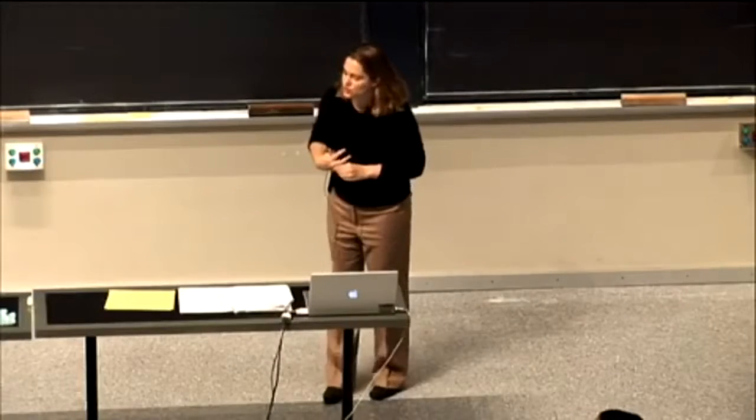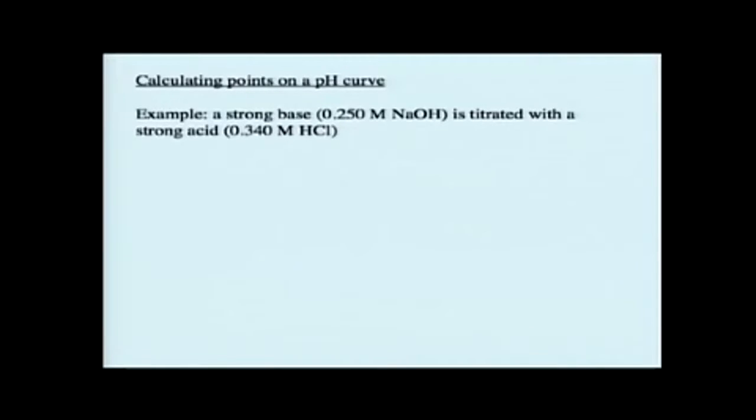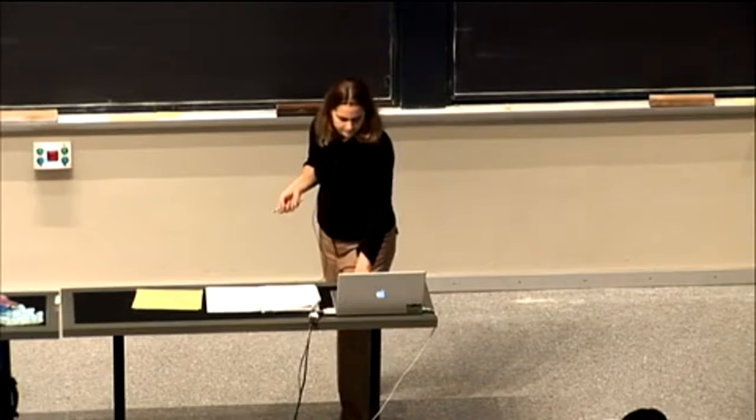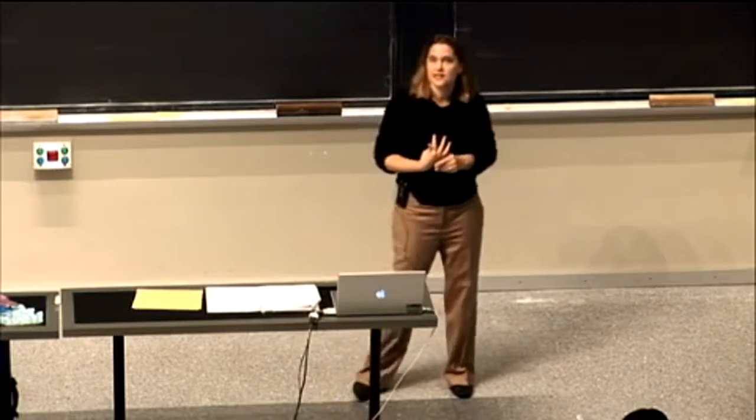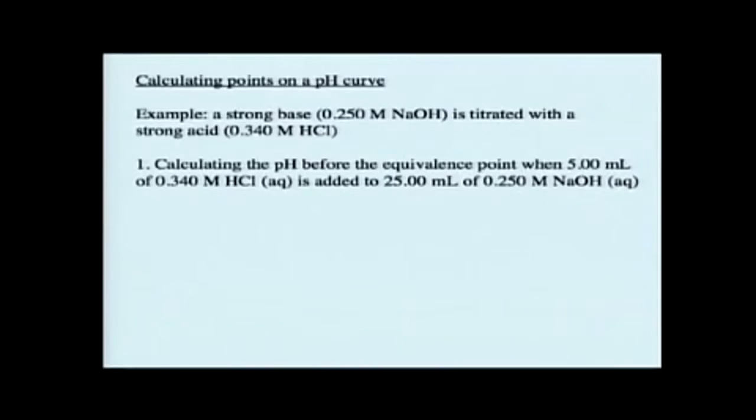So let's do an example. We're going to have a strong base being titrated with a strong acid first. And our strong base is NaOH, and our strong acid is HCl. So let's calculate the pH at the equivalence point.